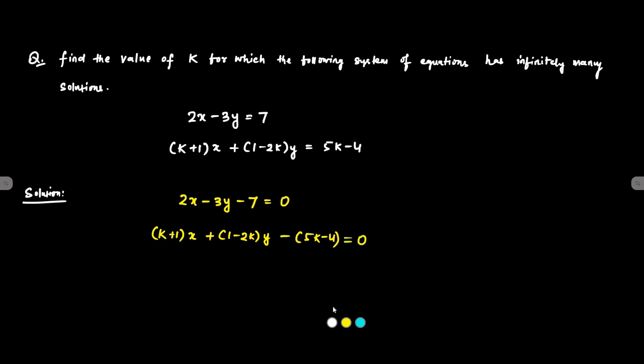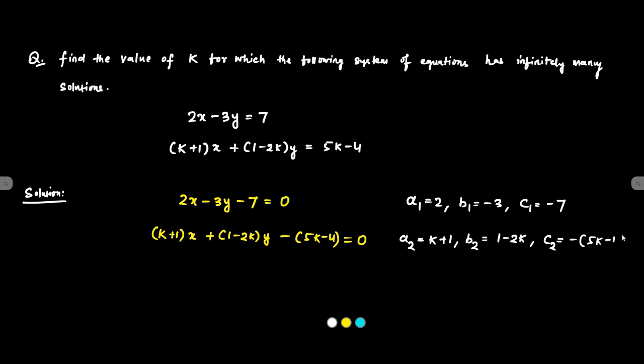Okay, so here if we compare it with the standard form a1x plus b1y plus c1 is equal to 0 and a2x plus b2y plus c2 equal to 0, we have a1 is equal to 2, b1 is equal to minus 3, c1 is equal to minus 7, and a2 is equal to k plus 1, b2 is equal to 1 minus 2k and c2 is equal to minus 5k minus 4.